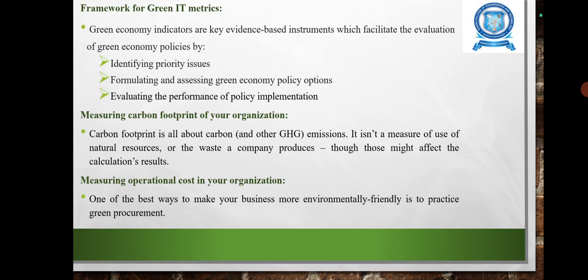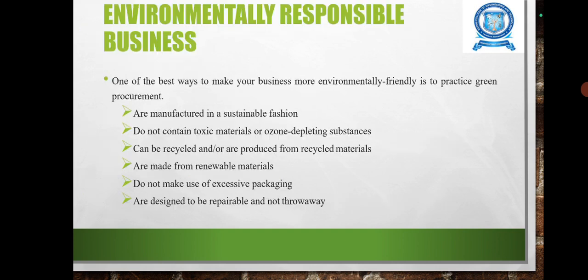The next one is measuring operational cost in your organization. That means if you follow some green computing practices, you can save millions of rupees for an organization. Otherwise, ecologically responsible practices must be adopted. For example, with green computing the initial investment will be more, but eventually not only will we save money but also help to sustain the environment. One of the best ways to make your business more environmentally friendly is to practice green procurement.